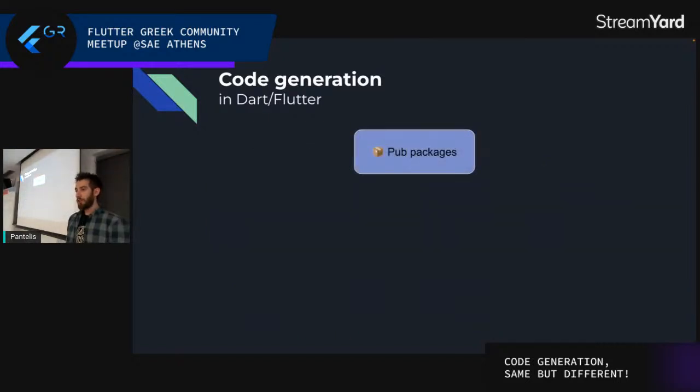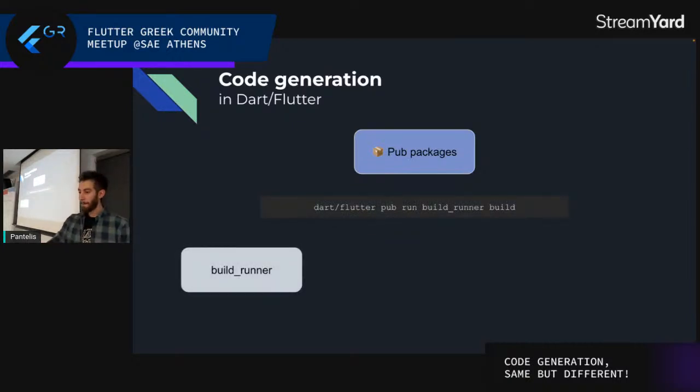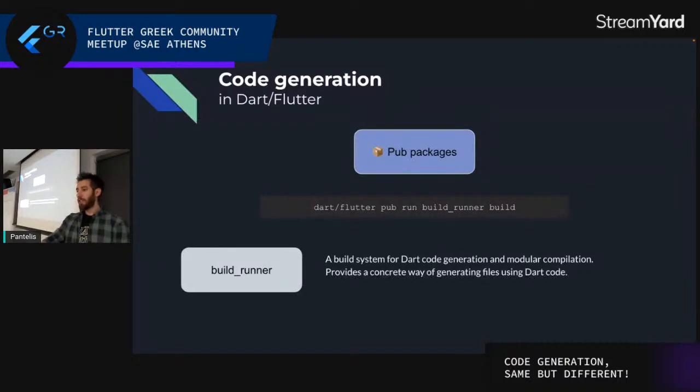Okay, so code generation in Flutter is done most usually by using pub packages. I bet most of you must have seen this command. So let's see a few things about build runner. So build runner is a build system for Dart code generation and modular compilation. It provides a concrete way of generating files using Dart code. The files are always generated directly on the disk. And finally, the rebuilds are incremental. What this practically means is that the build runner is the engine that generates our code based on instructions from the packages.